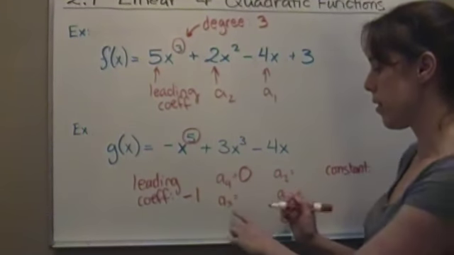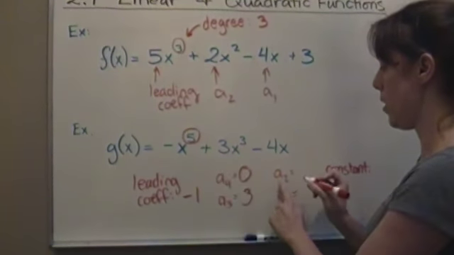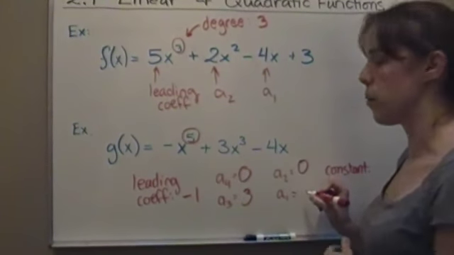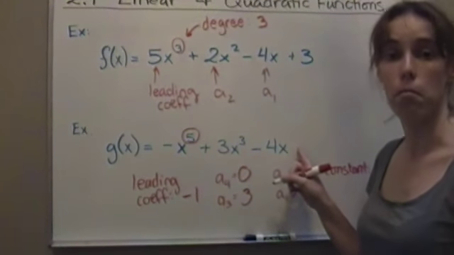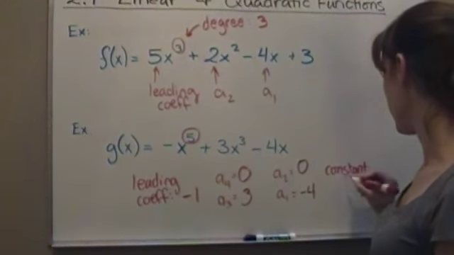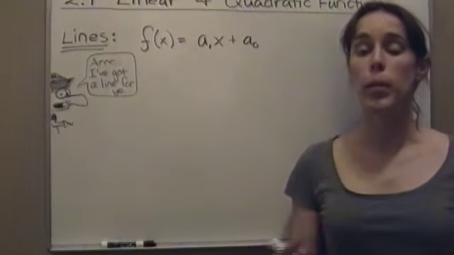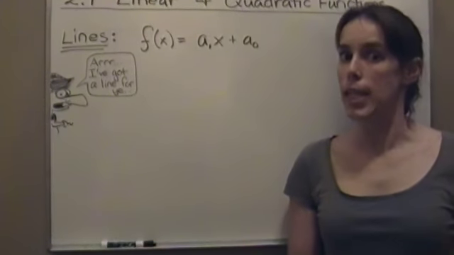So let's fill in the rest. A sub 3, right there, 3. A sub 2, oh, another 0. A sub 1, negative 4. Constant. It has an invisible plus, right, plus 0 right after it. The constant is 0.